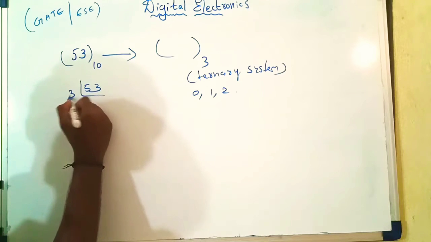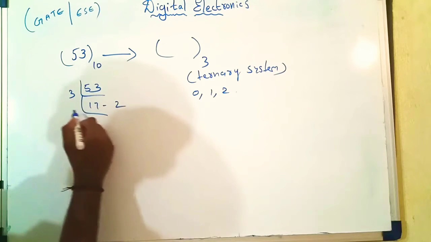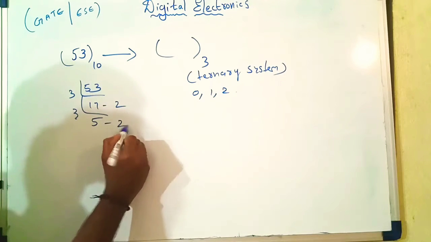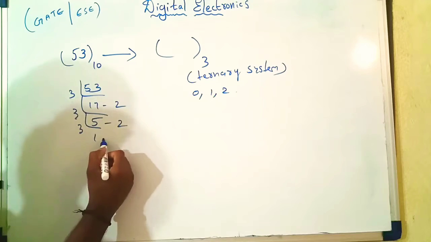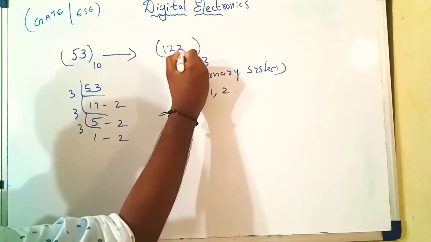Divide 53 by 3. 3 times 17 is 51, remainder is 2. 3 times 5 is 15, and the remainder is 2. 3 times 1 is 3 and the remainder is 2. So the value is 1 2 2.